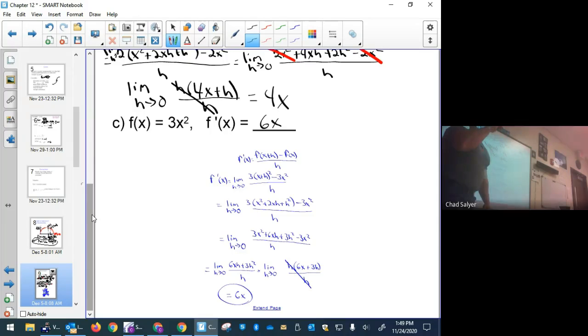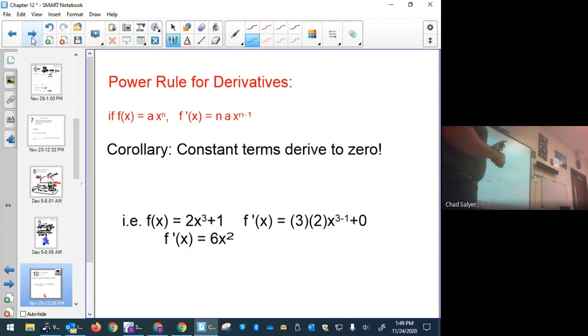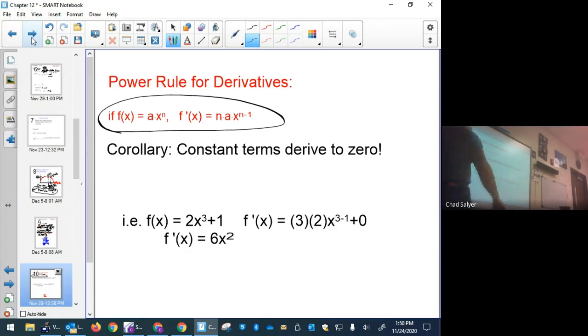So now the easy way. And you're going to be like, oh man, why didn't you just show us that first? Because it's so much easier. So the power rule for derivatives. Anytime I want to derive something, a polynomial term, I can use this shortcut.